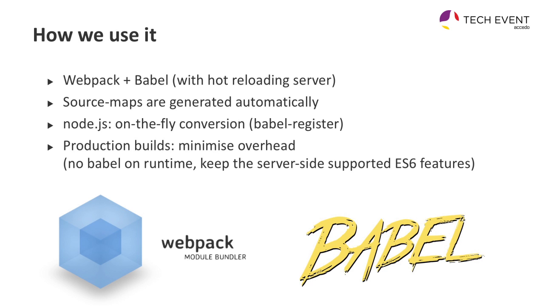So that means that when you want to debug the code, you're actually debugging the ES6 code, even though the browser actually received and is running the ES5 minified code, which you wouldn't be able to understand easily if you were debugging that.